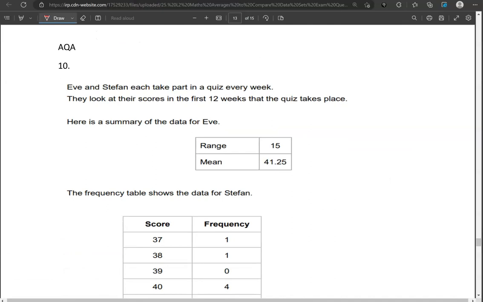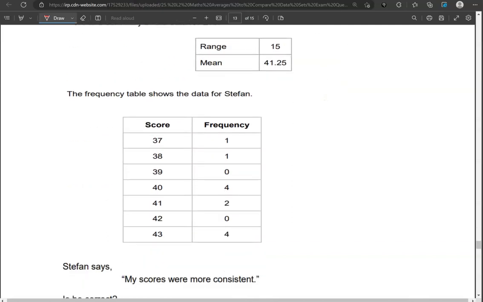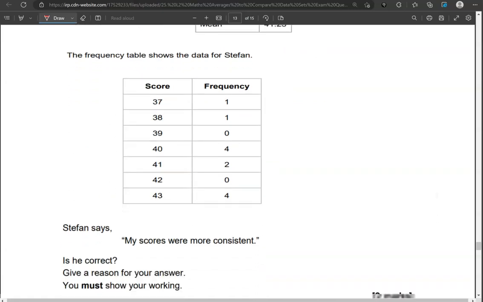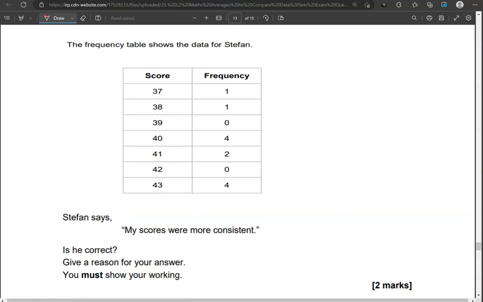Eve and Stefan each take part in a quiz every week. They look at their scores in the first 12 weeks that the quiz takes place. Here is a summary of the data for Eve. Range 15, mean 41.25. The frequency table shows the data for Stefan. Stefan says, my scores were more consistent. Is it correct? Give a reason for your answer. You must show your working.